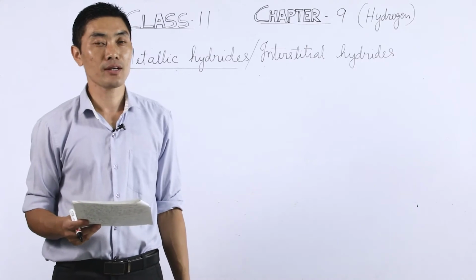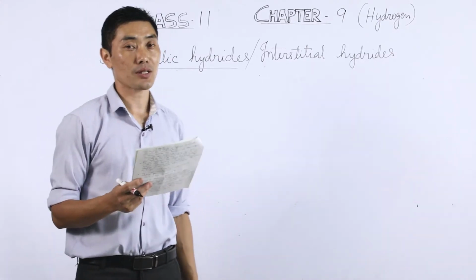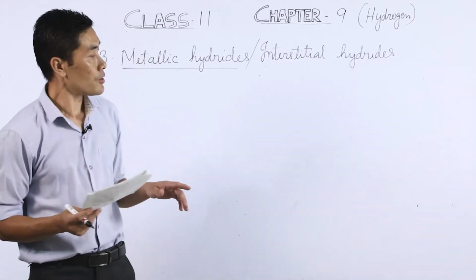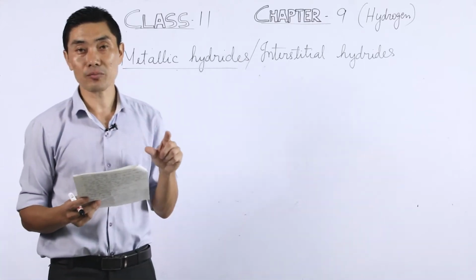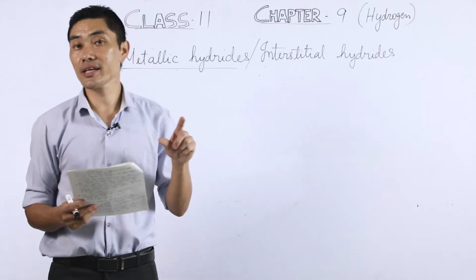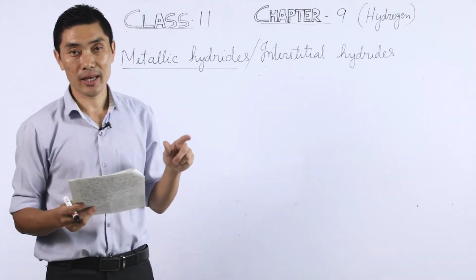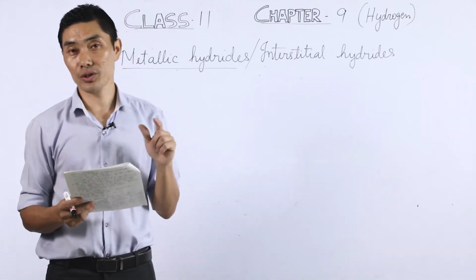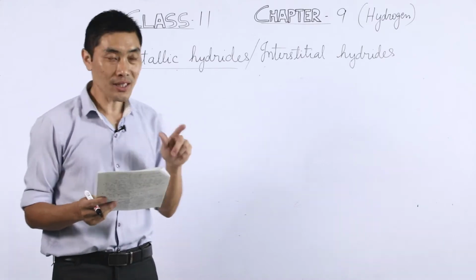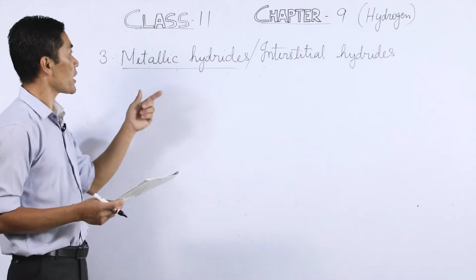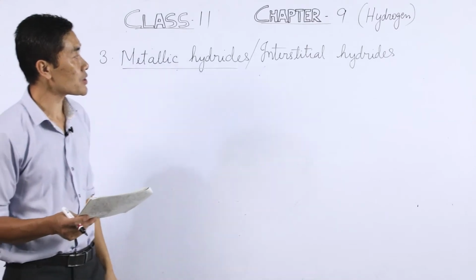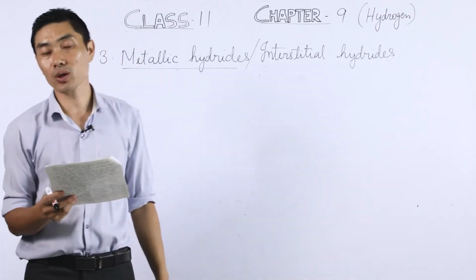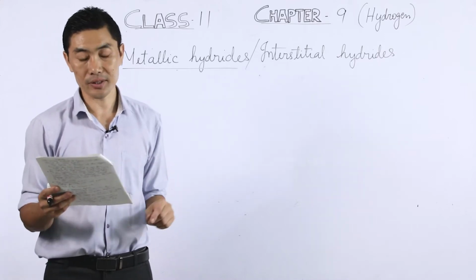Hello everyone. Let us continue with our discussions on hydrogen. In the last class, we have seen two types of hydrides that are formed by hydrogen. The first one was ionic or saline hydrides, and the second one was covalent or network hydrides. Now the third type of hydrides that are formed by hydrogen are these metallic hydrides or interstitial hydrides. These are also called non-stoichiometric hydrides.